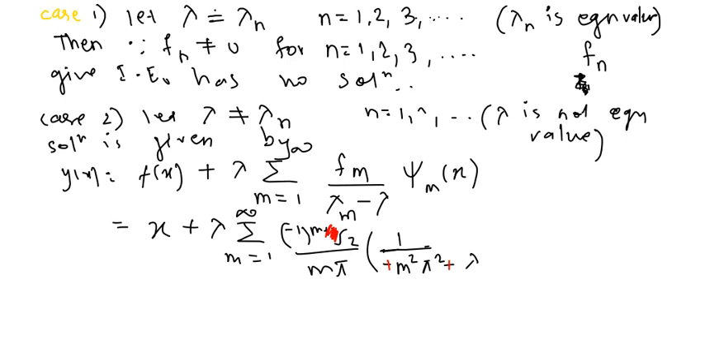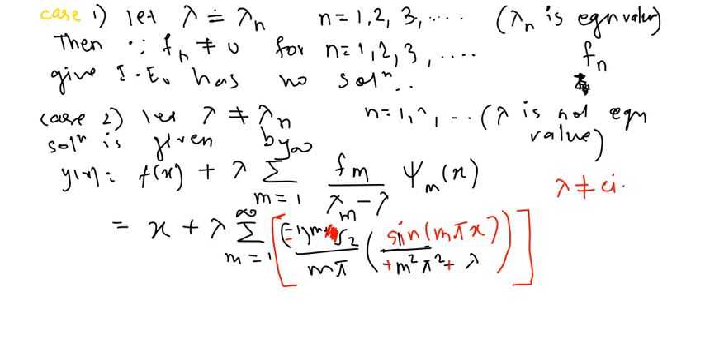So how do our eigenfunctions look like? They are sine of m pi x. So it is basically this series. So the y of x, which is a solution, will be of this form. And when will this happen? Only if lambda is not an eigenvalue.